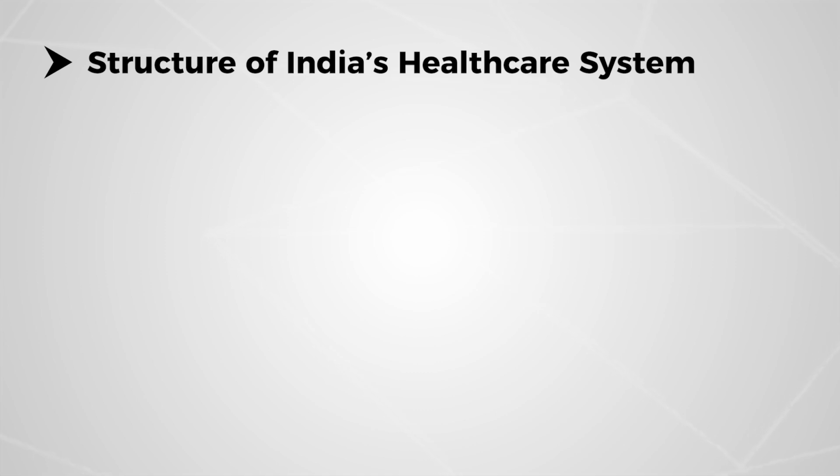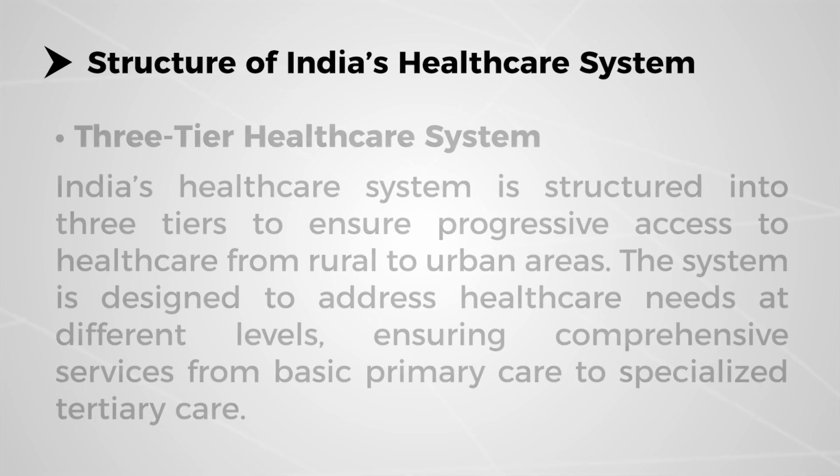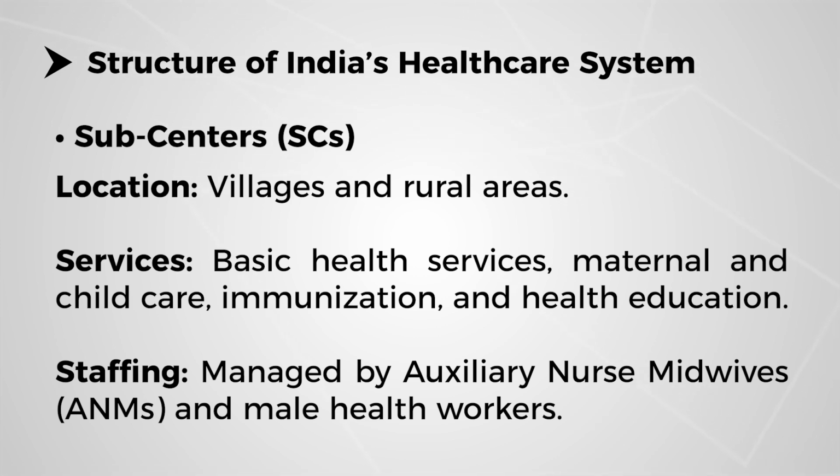Then the structure of India's healthcare system. India's healthcare system is organized into three tiers, which progressively deliver healthcare services from rural to urban, covering basic primary healthcare up to the tertiary level. For example, sub-centers are found in villages and rural areas. What services are they providing? They provide basic health services such as immunization, maternal and child care, family planning and health education. They are staffed and managed by auxiliary nurse midwives, Anganwadi workers, and male health workers.